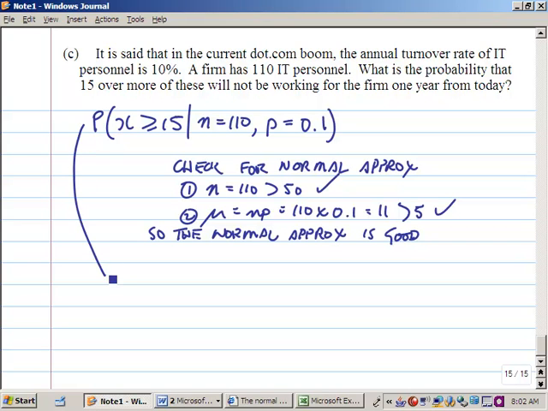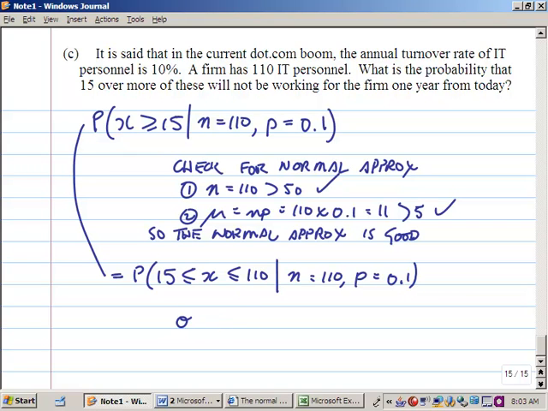Alright, what do we do next? Well, first thing we do is to write this with proper limits on the binomial. So it goes from 15 through 110, where the n is 110, p is 0.1.